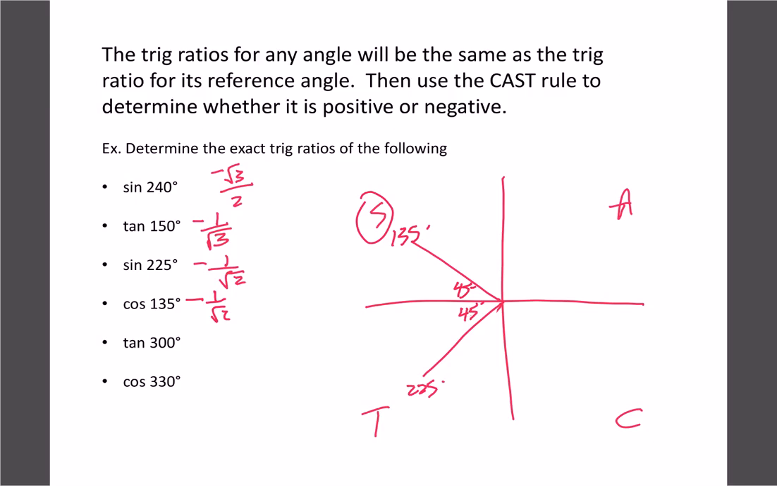Okay, let's do the last two. So tan of 300 would give us a 60 degree reference angle. Tan of 60 is root 3, and because it's in that quadrant, it'd be negative. And our last one, 330 would be reference angle of 30. Cosine of 30 is root 3 over 2. And we're in the C quadrant, so that one will be positive.